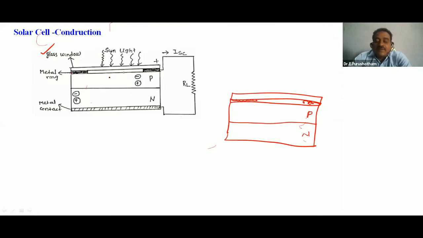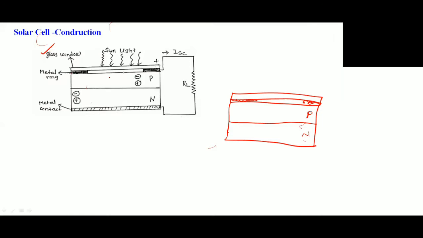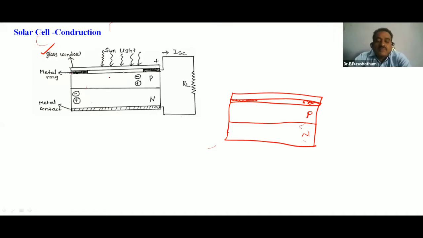The thickness of the P region is kept very small so that electrons generated in this region can diffuse to the junction before recombination takes place. The thickness of the N region is also kept very small so that holes generated in their region can diffuse from P type to N type and N type to P type. Very simple.